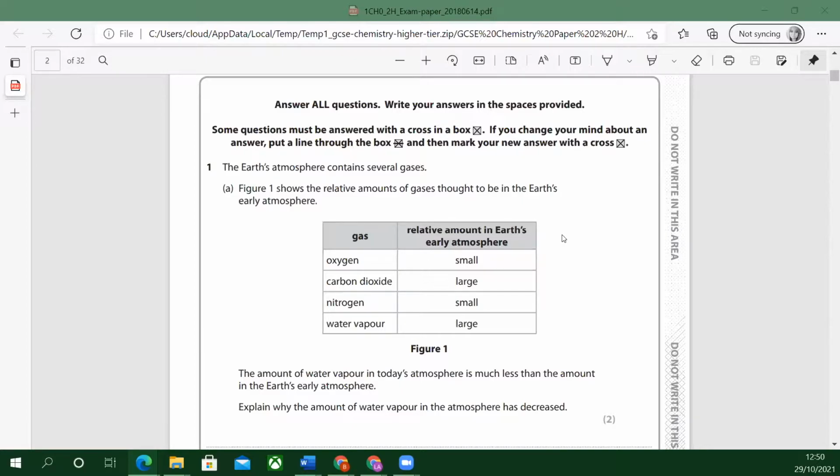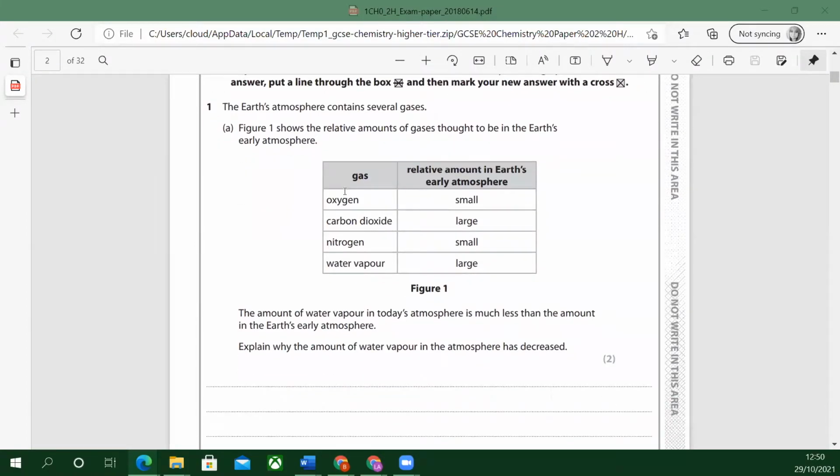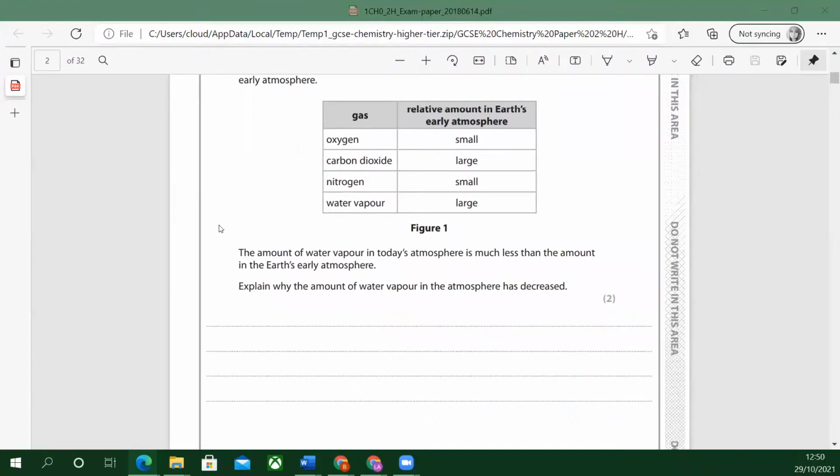The Earth's atmosphere contains several gases. Figure 1 shows the relative amounts of gases thought to be in the Earth's early atmosphere. So it's not today's atmosphere. When the Earth formed, it had an atmosphere, so the early atmosphere. The relative amounts are only relative to each other. Oxygen, small amounts initially. Carbon dioxide, large amounts. There's a lot more carbon dioxide around then. Nitrogen, small amounts. Water vapor, large amounts. So just remember it's the early atmosphere, not the atmosphere today.